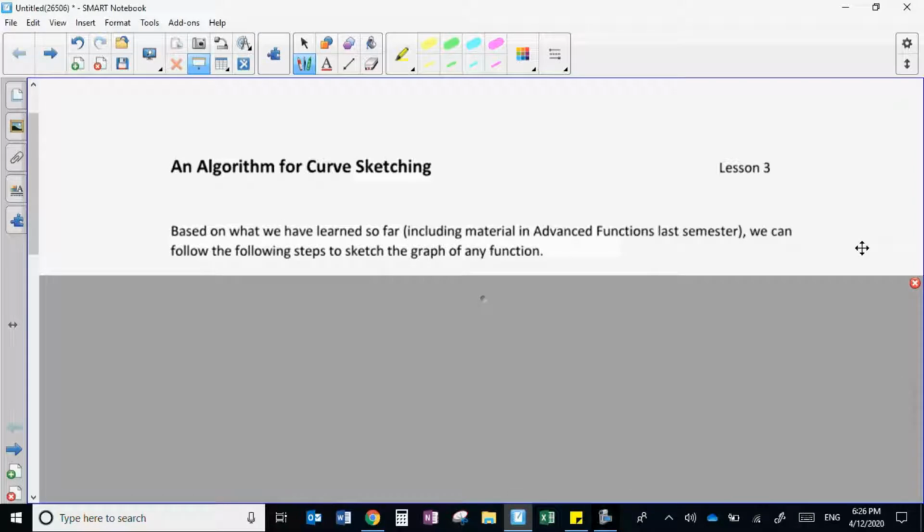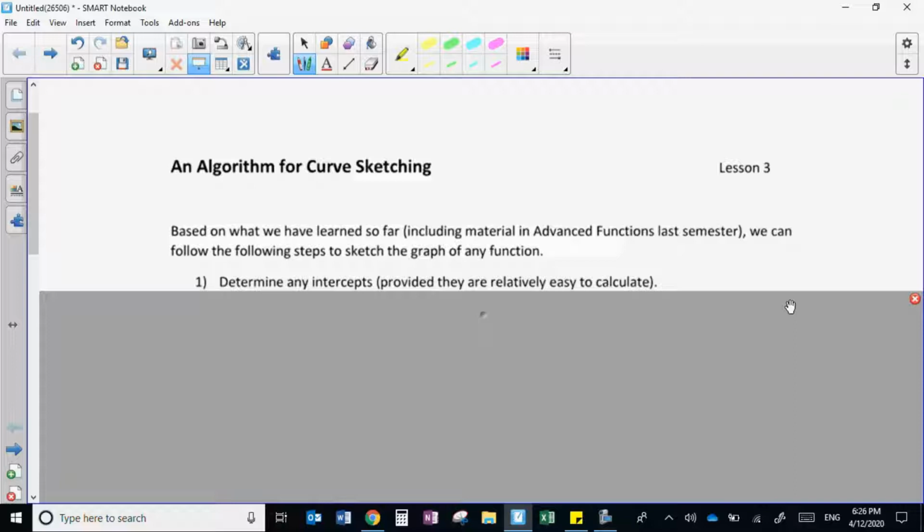So today we're going to summarize everything we know about curve sketching. We call this an algorithm for curve sketching, an algorithm being a set of steps you can follow to accomplish a task. And our task is going to be to determine what graphs must look like based on their equation. So let's go through each of these steps. By the way, all of the examples I'm doing today and all the notes that I have are available on our course webpage for you to look at as well.